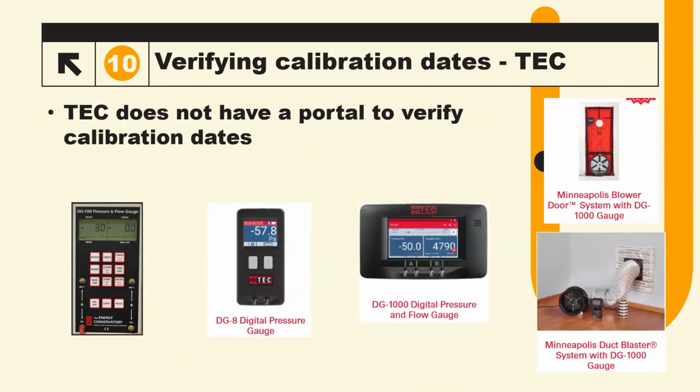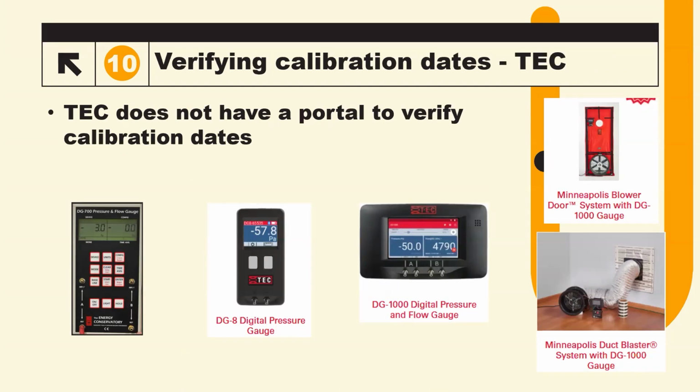And this is kind of what TEC's equipment looks like. This is what I was used to. I used that for over a decade. The far left is their DG700, and the center is the DG8, and then the DG1000 is on the right-hand side. That's fully digital. And then, of course, you've got what it looks like for blower door fans and then the duct blaster fans as well.